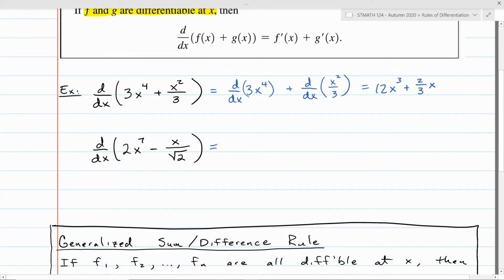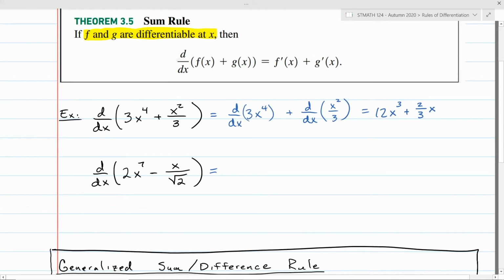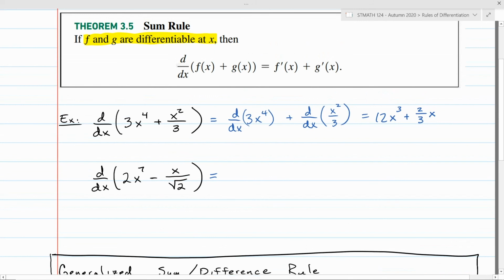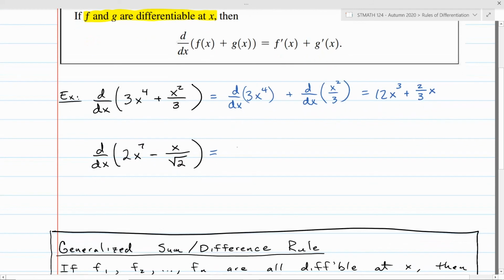For the second example, we'll handle it similarly, but this is a subtraction problem, and our rule seems to only apply to sums. But can't we think of this as really doing the derivative of 2x to the 7th plus minus x over square root of 2, like that? Subtracting is just adding a negative. So really, when you see subtraction, that's really just addition with a constant multiple of -1.